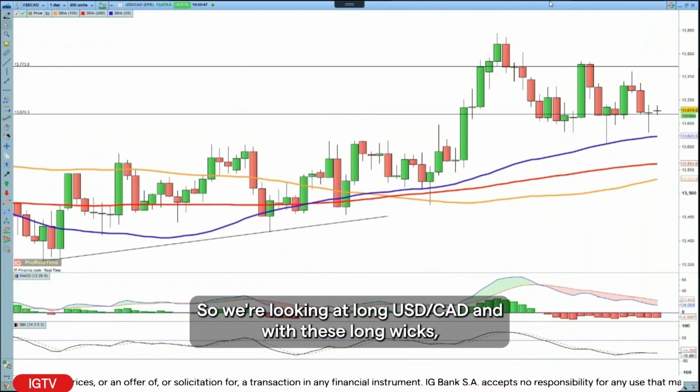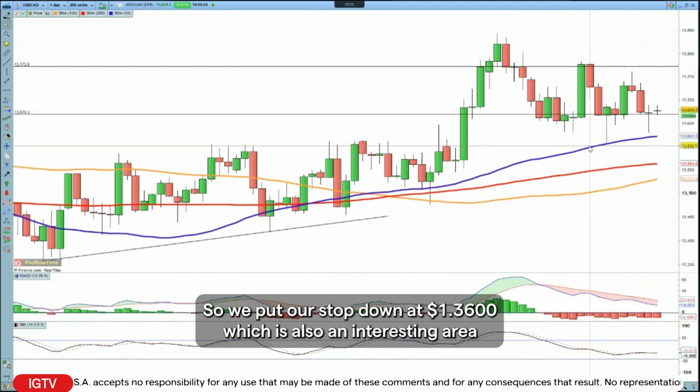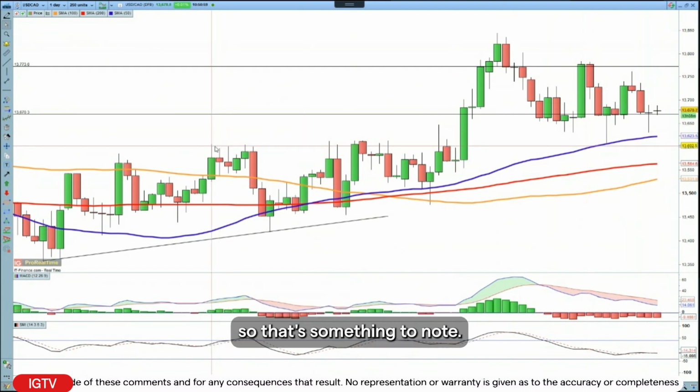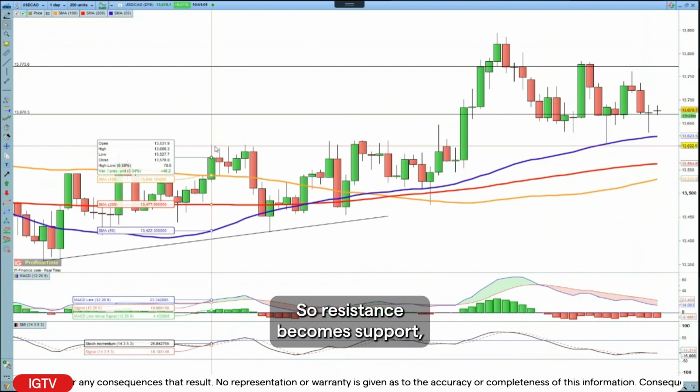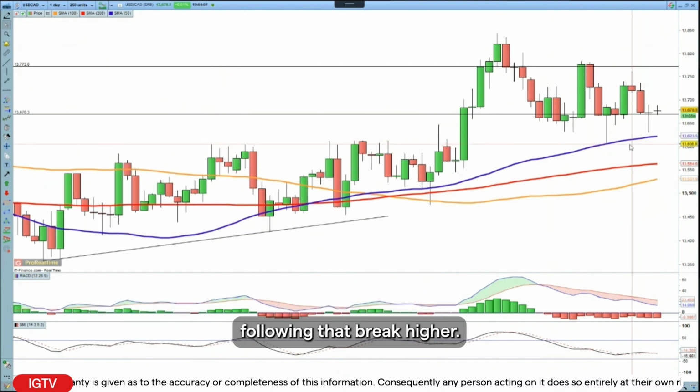So we're looking to go long dollar CAD. With these long wicks, we do have to give it quite a bit of a wide stop. So we put our stop down at 136, which is also interesting area where resistance was before. So that's something to note, that resistance becomes support following that break higher.